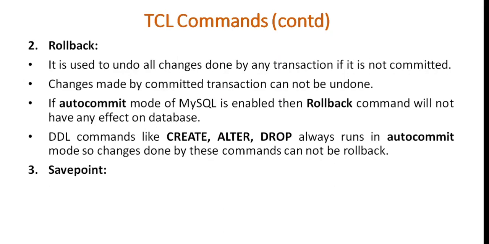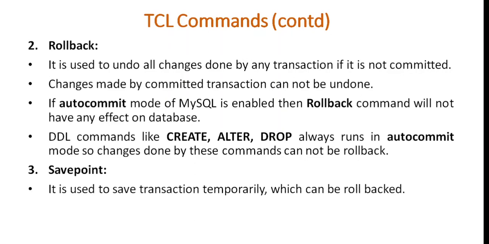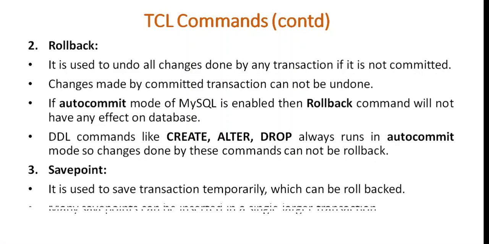Then we have the savepoint command. Rollback command is mainly or mostly used with savepoint. So the savepoint command is used to save a transaction temporarily, which can be rolled back. See, the commit command is used to save a transaction permanently, whereas the savepoint command is used to save a transaction temporarily.